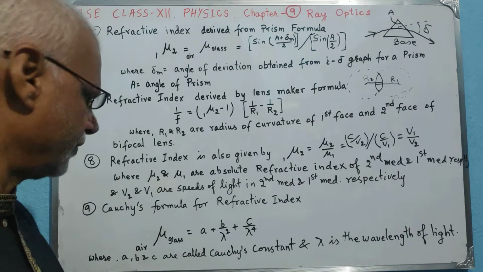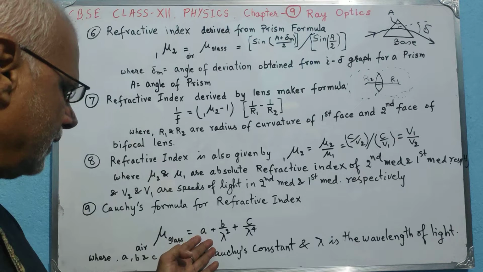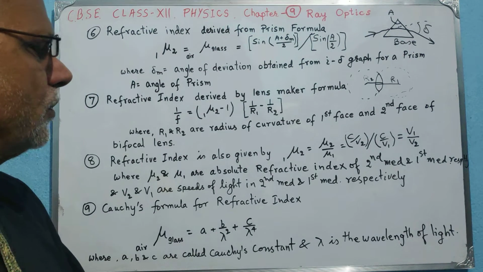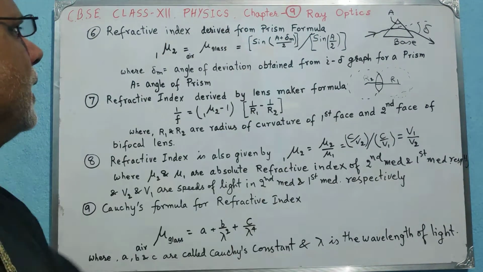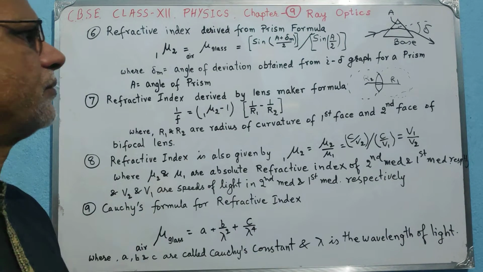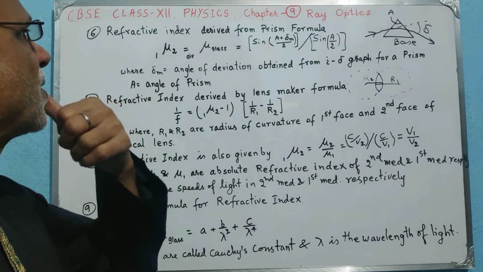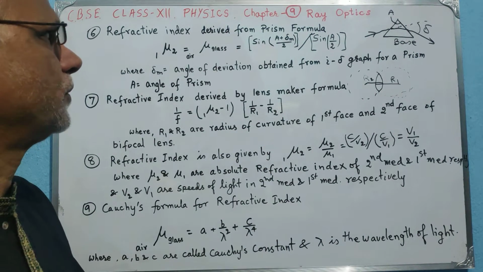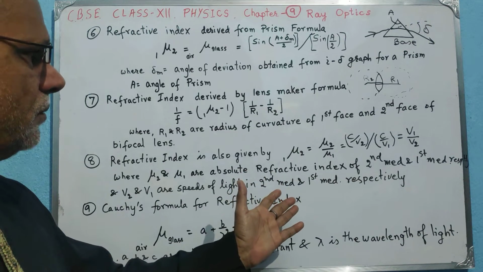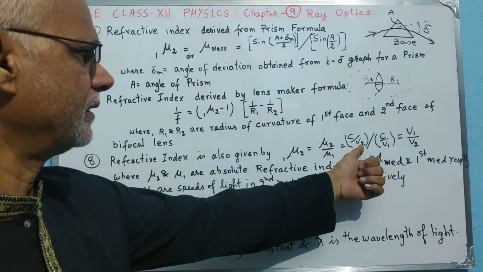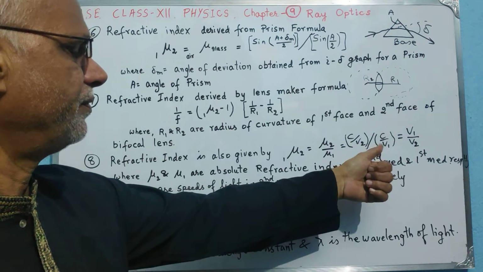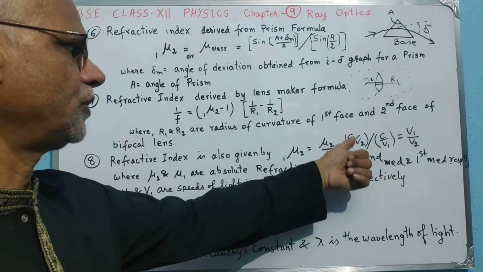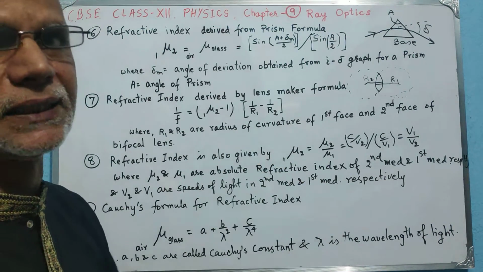Now next is Cauchy's formula. It was given by Cauchy, which is in terms of certain constants and given for a particular wavelength. So wherever we have used this relation, the refractive index of second medium with respect to first medium is certainly different for different frequency or wavelength of light used, because the speed of light of different colors in a given medium is different. However, the speed of light of all colors in vacuum is the same.